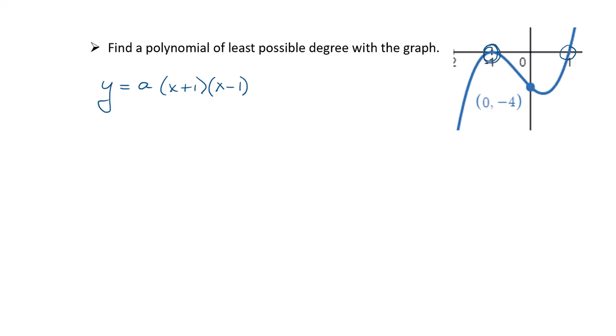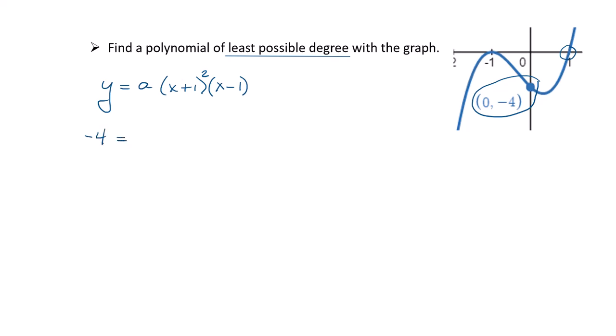But this one is bouncing off. We know anything that is going to be an even multiplicity will bounce off that zero. But we want the least possible degree, so we'll stick with an even multiplicity of just 2. Again, I need to make sure that I'm going through this y-intercept of (0, -4). So let's see what we can do with that.